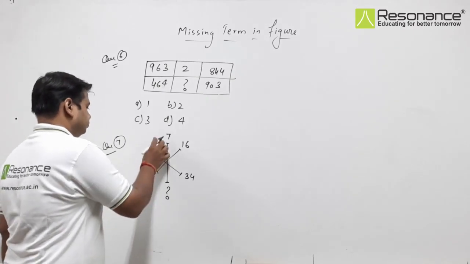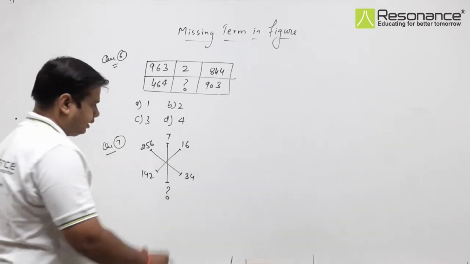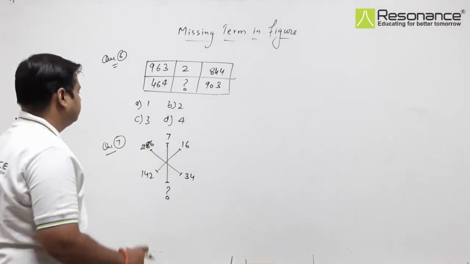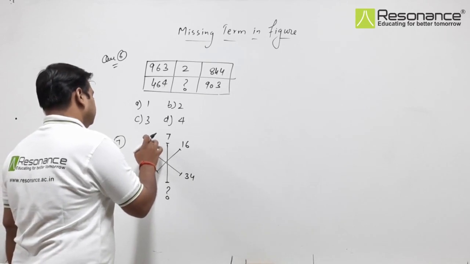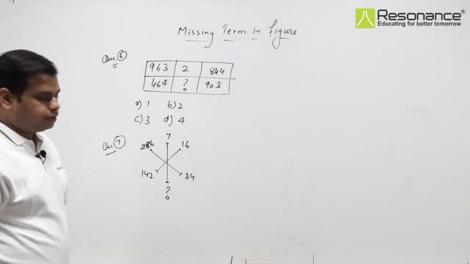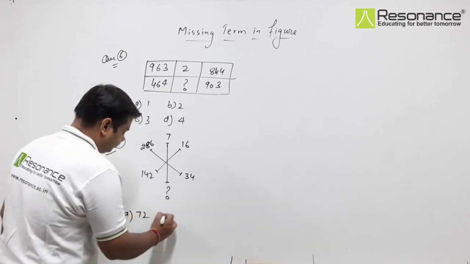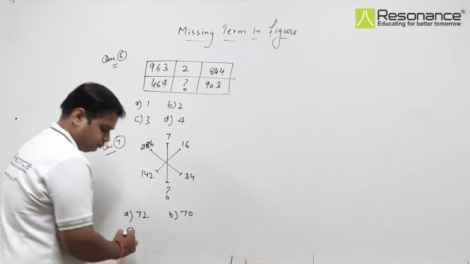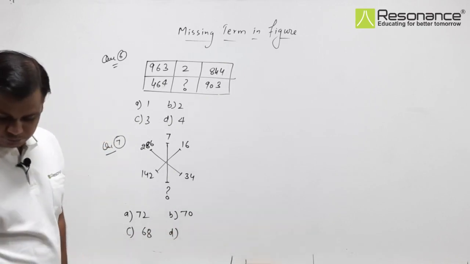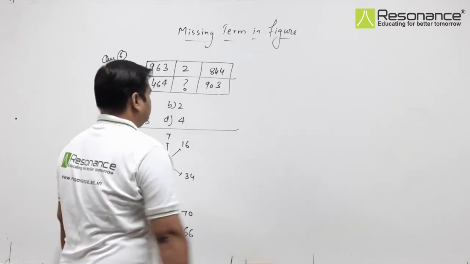142, 286. Okay, the options: 72, 70, 68, 66. So we have to solve these questions.